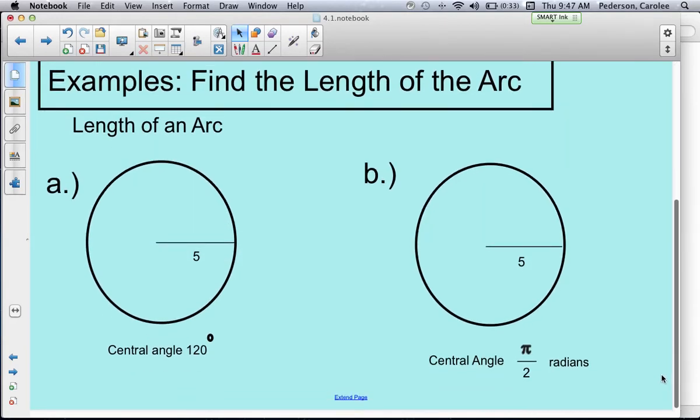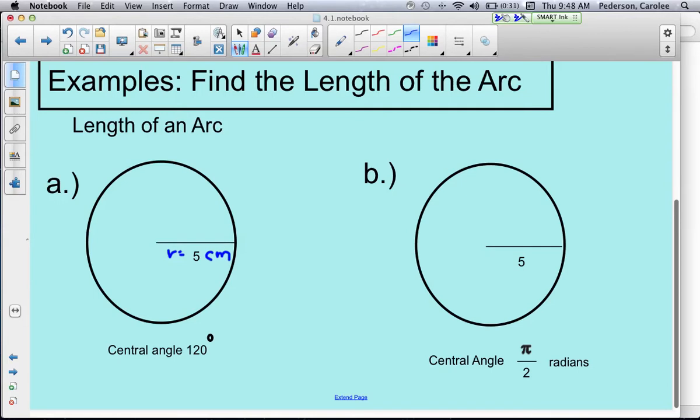All right, here's a couple examples. Let's start with the example on the left, example A. We give you a central angle of 120 degrees and a radius of 5. I'm just going to throw a length in there for that radius. Our radius will be 5 centimeters.